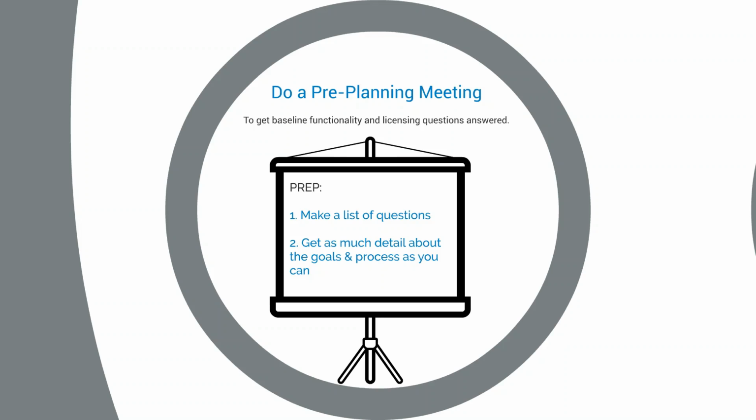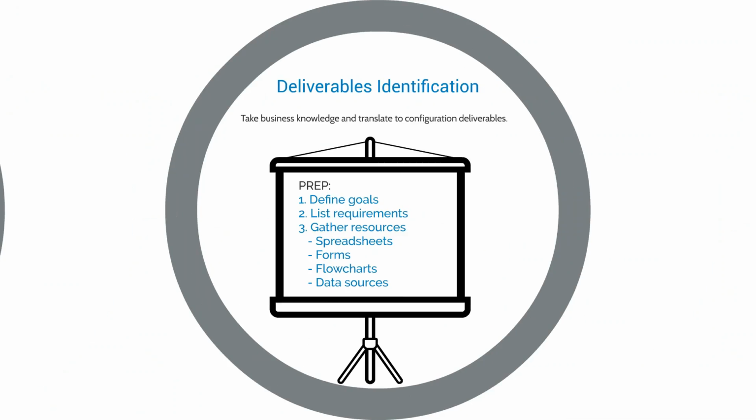All right, so once you get through your pre-planning meeting, the next thing you can do is start defining deliverables, right? So, getting ready to define deliverables. This is where you take what you know about your business processes and your business knowledge, and then translate it into configuration deliverables. This is a great time, a lot of times, to bring in a software expert, whether that's somebody who's a power user at your organization or your professional services team or professional consultants.